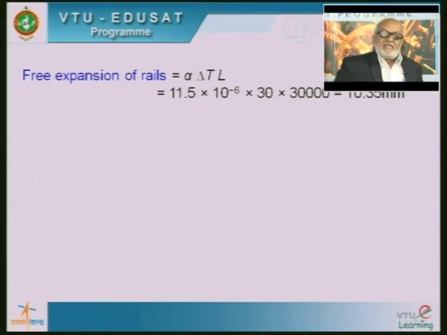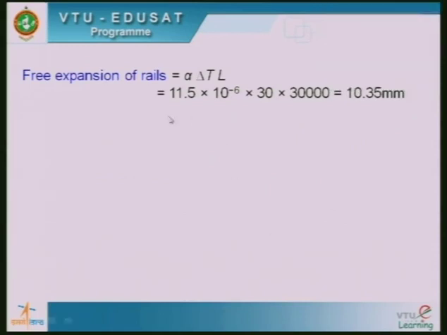Now, what is the free expansion of the rails? It is alpha delta T L. We know alpha, we know delta T, we know L. So this would be equal to 10.35 mm. That means the rail would like to expand by 10.35 mm.